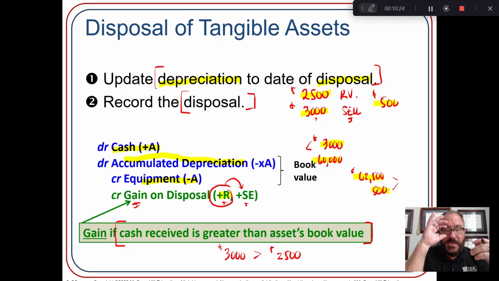And really what that gain is, and the reason why it becomes income, was because you had taken too much depreciation. The bottom line here is the government's going to want their money. They said, well, if you sold it for $3,000, you had taken depreciation all the way down to $2,500. So you took $500 too much depreciation, and you used that as an expense. Okay, so then when you get that money back, then it becomes taxable income to you.